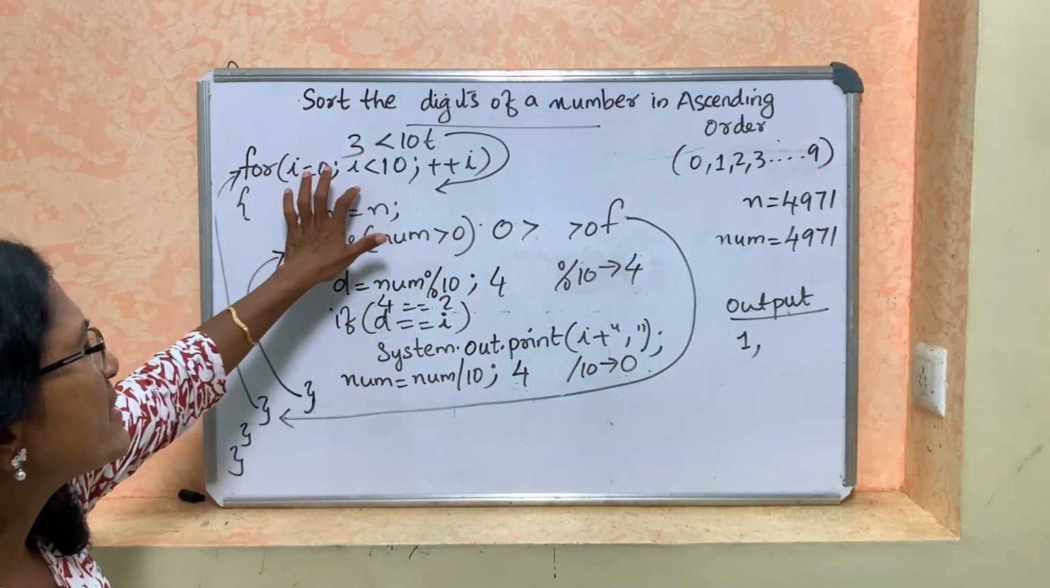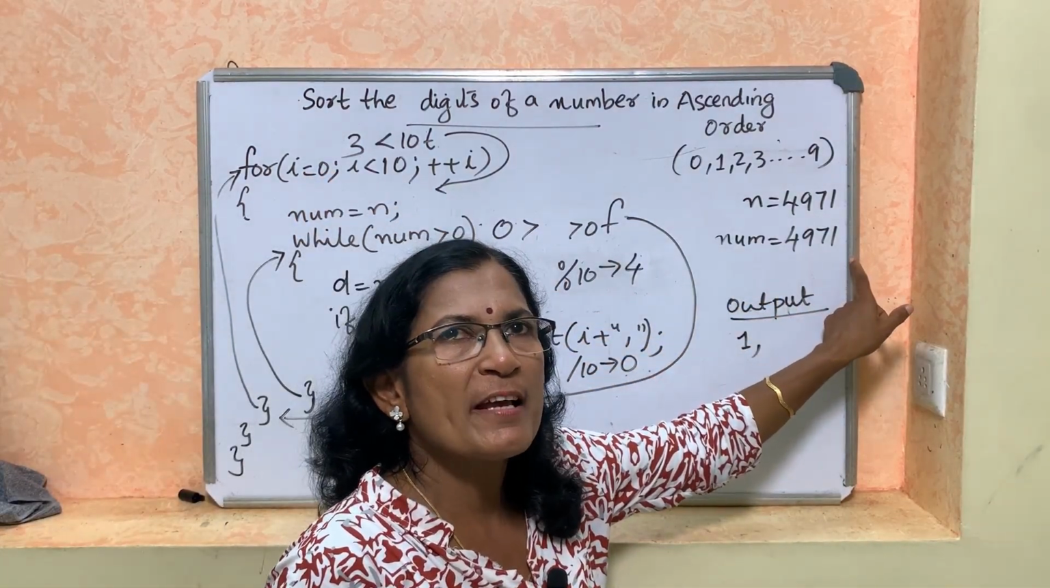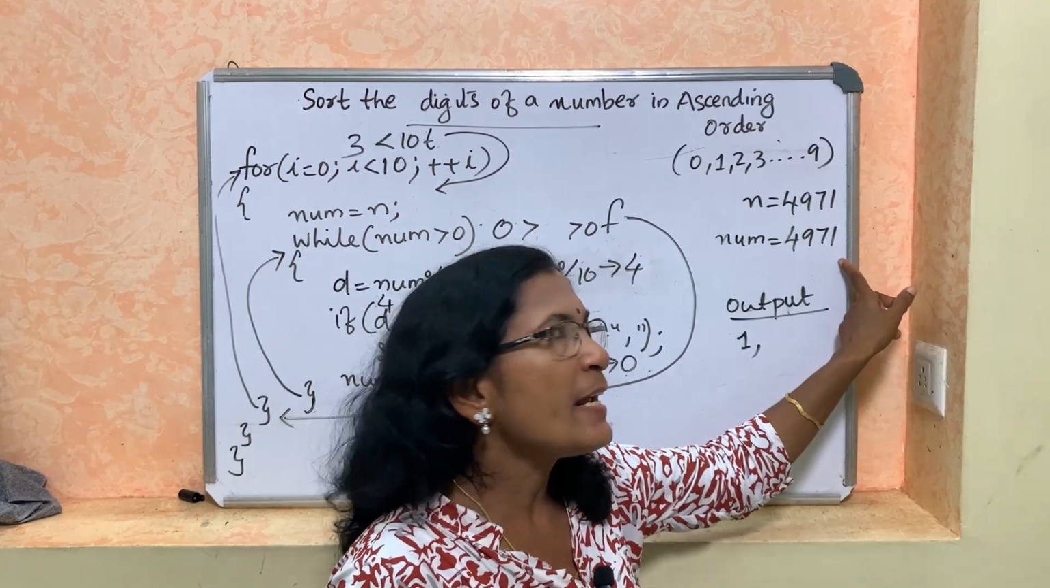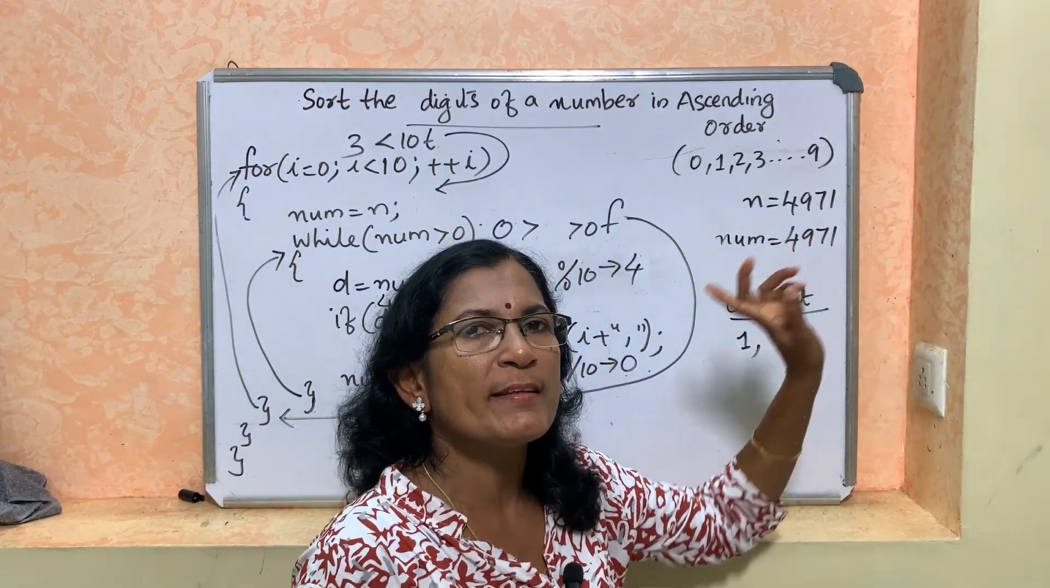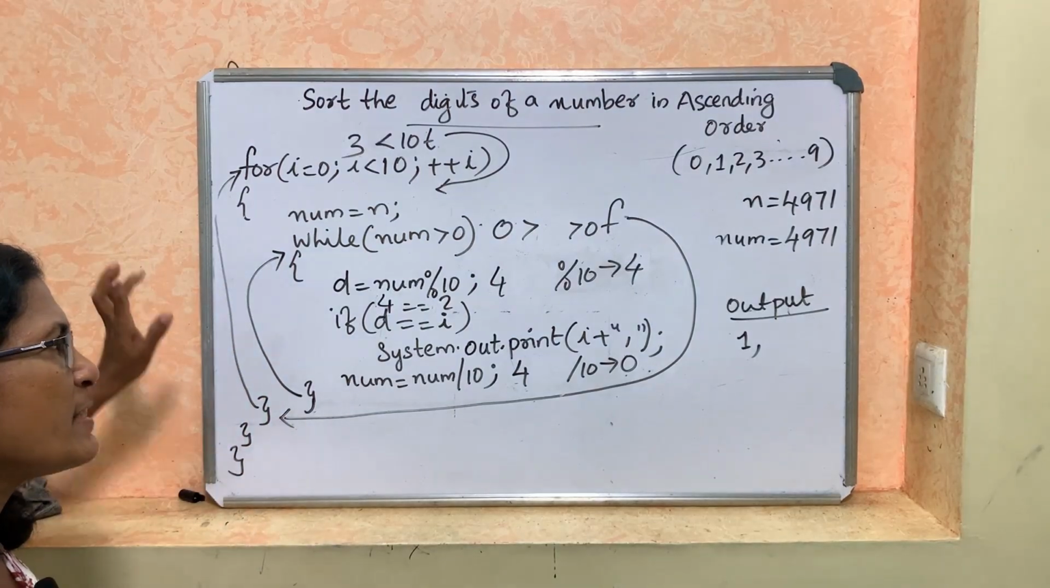When the value of I is equal to 2, we extracted all the digits of num and checked whether there are any occurrences of the digit 2 in the given number or not. We couldn't find 2 in the number, so no digits are printed.